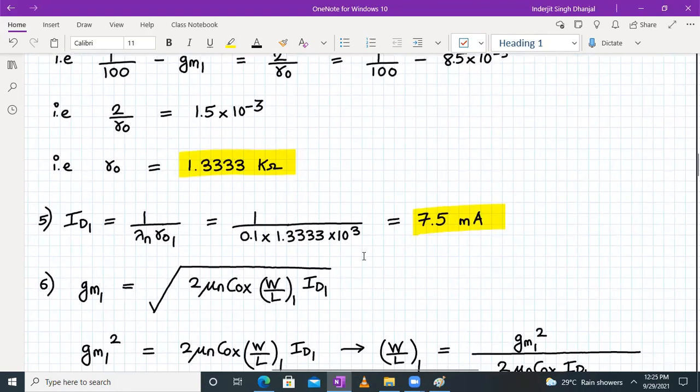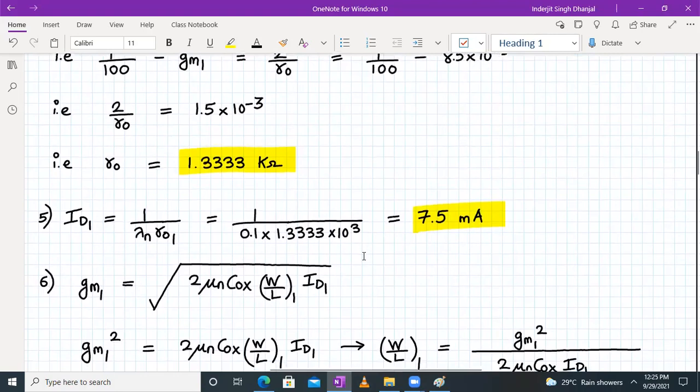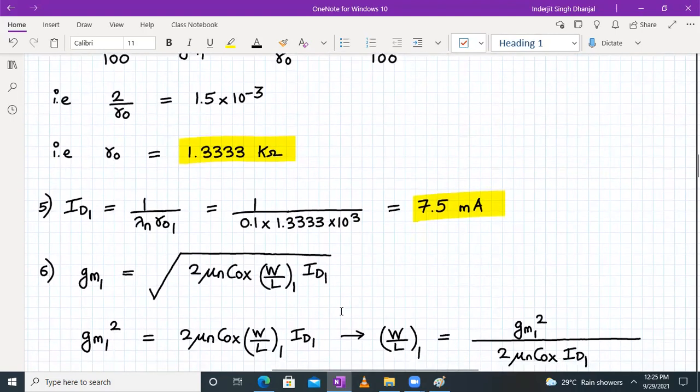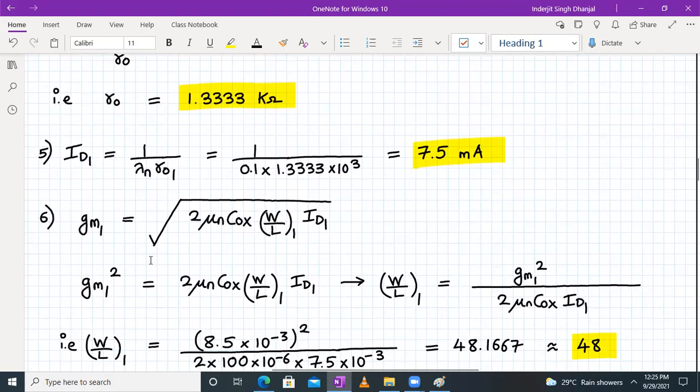It's given by square root of twice mu n Cox W by L into ID1. So from here only W by L ratio is unknown. I mean, the rest of the quantities are known to us. So we'll square both the sides. You'll get GM1 square is equal to twice mu n Cox W by L of 1 into ID1. So W by L of 1 will be GM1 square divided by twice mu n Cox ID1.